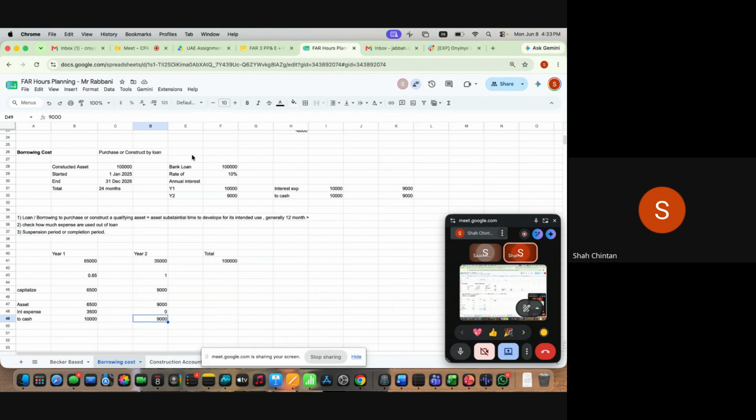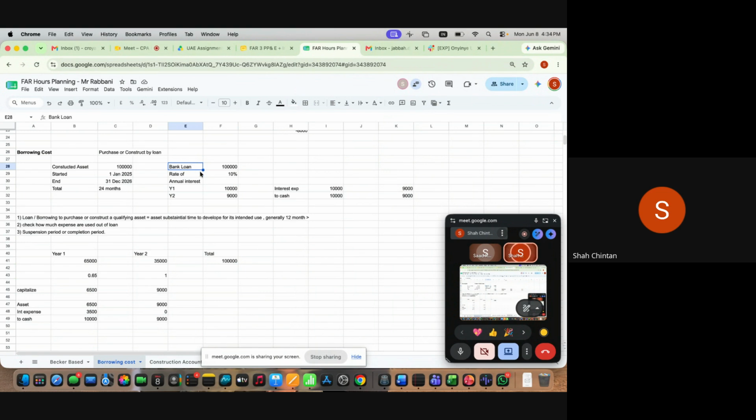Another point, this is the example where you take a specific loan. So you have an asset of $1 lakh to buy and you have a loan of $1 lakh. Maybe it may be possible that the company has 10 different loans which are running. They are not taking any additional loan, but they are using the already running loans to purchase or construct the asset. So if you take a loan for a specific asset, it is called a specific loan. So this is the example of a specific loan.